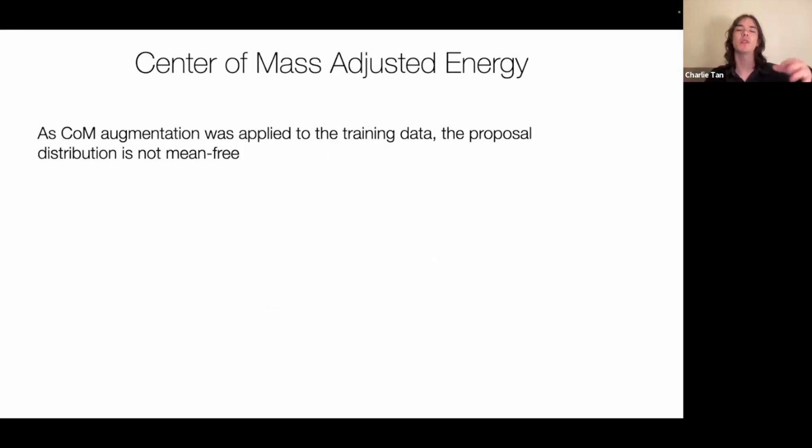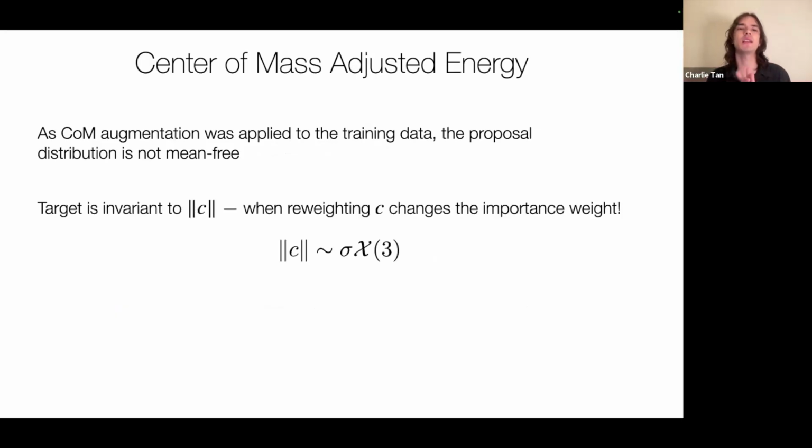So we're going to generate things that are not at the origin. But the target is invariant to the centroid norm. It doesn't care where it is. And so when we perform reweighting or self-normalized importance sampling, the distance from the origin of the proposal sample will change the importance weight, which is undesirable.